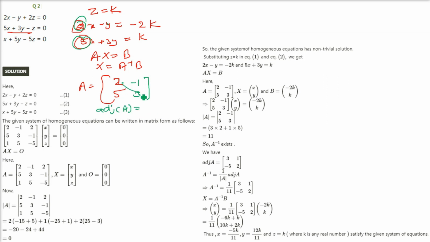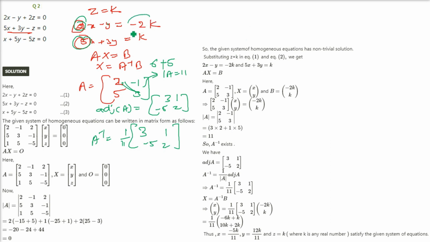So what will be the adjoint of a? 2 by 2, it is quite easy. Exchange the diagonal values 3 and 2 and change the sign of the other values. Negative 5, and this is going to be 1. What is the determinant? 3 into 2, minus of minus, that is plus of 5. So it is going to be 11. Adjoint a divided by the determinant of a gives you the a inverse. We have this 3, 1, negative 5, 2, and just multiply it by 1 into 1 divided by 11. So a inverse, this is b.